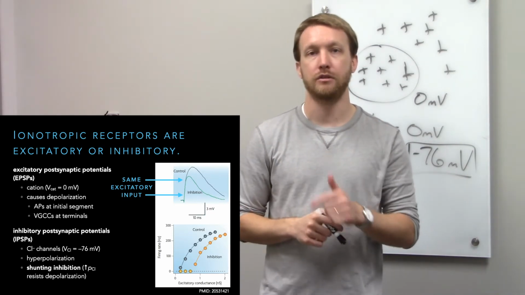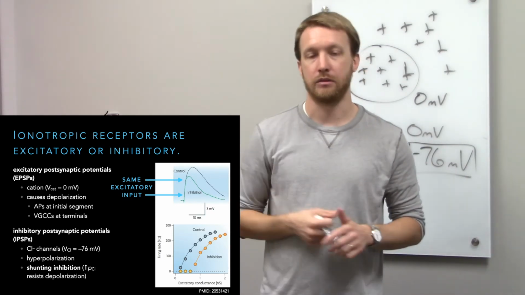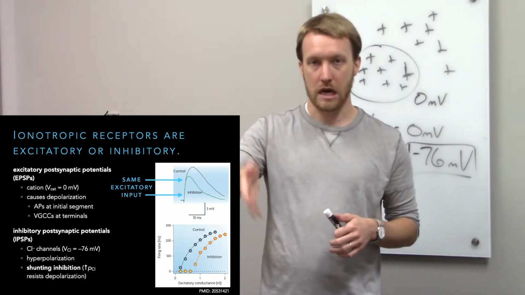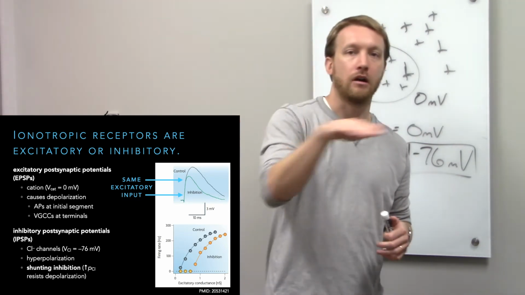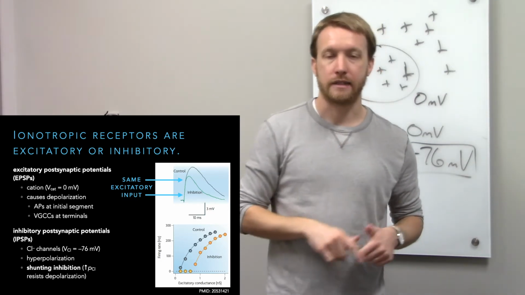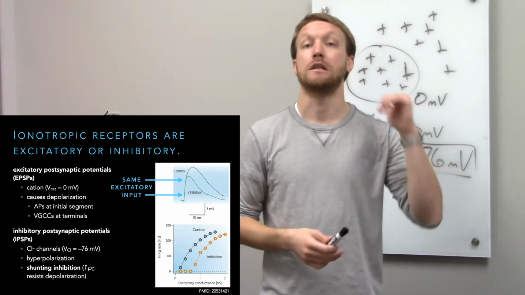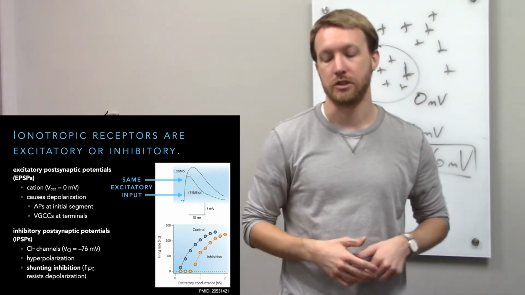The bottom is showing you the FI plot, essentially. So the frequency of action potential firing on the Y, and then the amount of excitatory input on the X. You need a whole lot more excitatory input to start to see an increase in firing. That's what inhibition is all about.